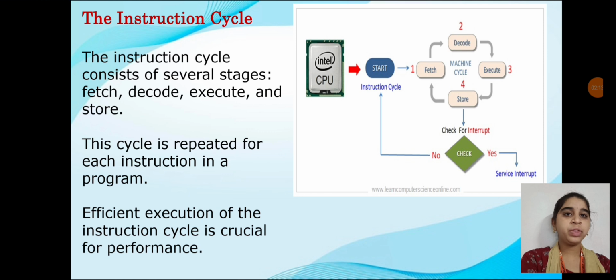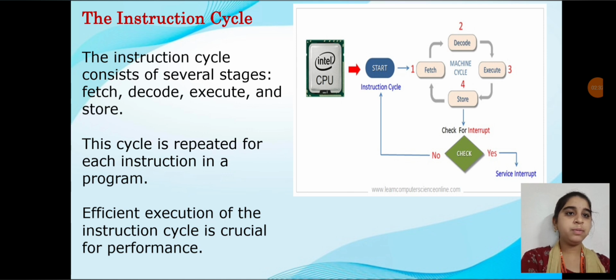Instruction cycle. The instruction cycle consists of several stages: fetch, decode, execute, and store. This cycle is repeated for each instruction in a program. Efficient execution of the instruction cycle is crucial for performance.